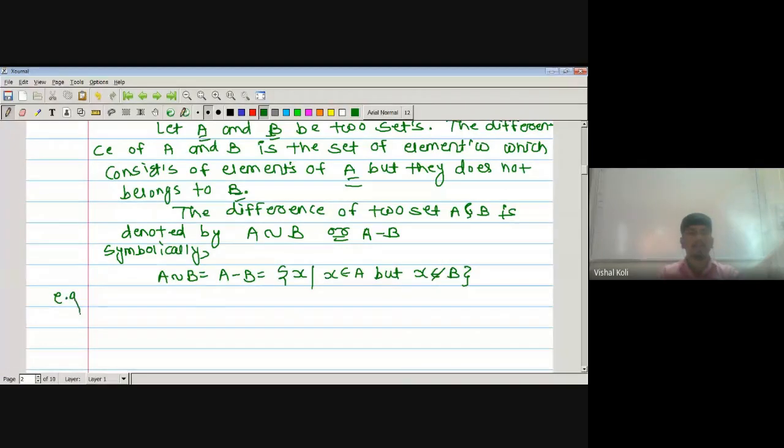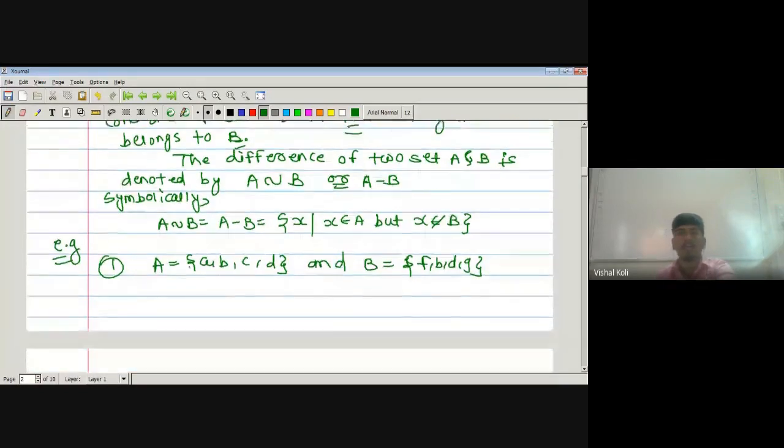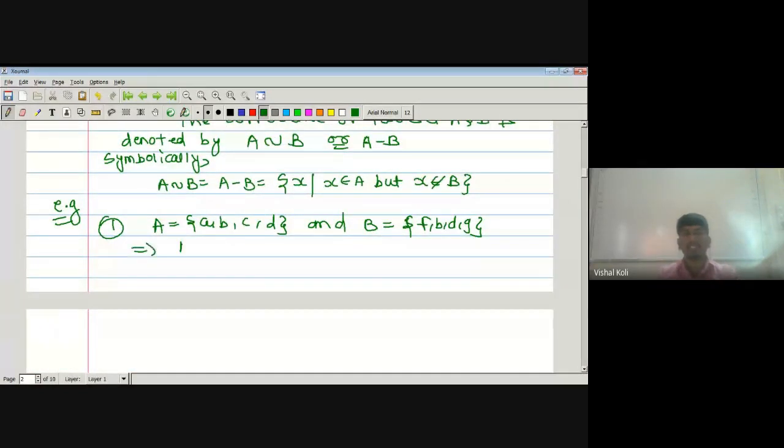For example, first one, if capital A is {a, b, c, d} and capital B equal to {f, b, d, g}. These are the two sets, and if we have to find out A minus B, by definition A minus B contains only those elements which are present in A but they are not in B. Now here a is an element which is present in A and a is not a member of capital B, then a is present in A minus B.